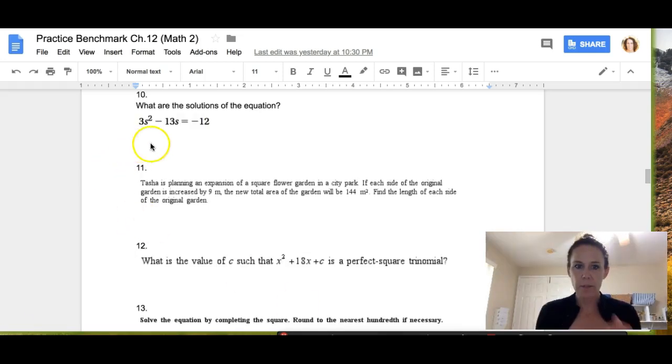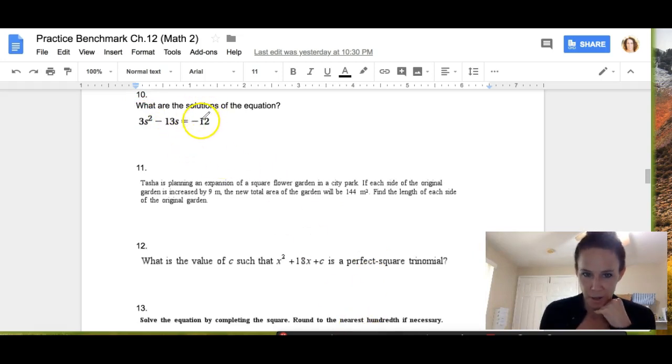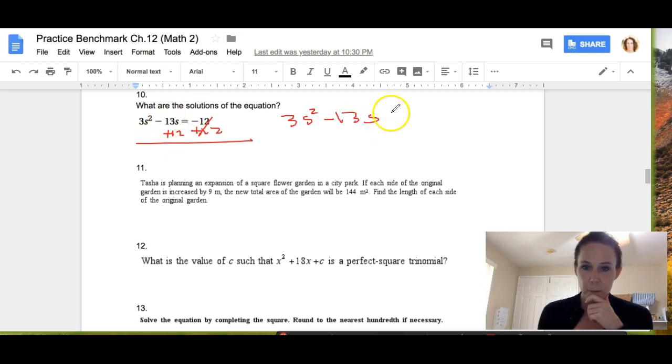All right, looking at this one, what are the solutions of this equation? If we solve this guy by factoring, it's always a little harder when there's a number there, but also be careful of this. This is not on the right side of the equation. We need to set this equal to 0 to solve, to figure out where our values are 0. So let's go ahead and add 12 to both sides, and that will fix that. All right, so we're going to go 3s squared minus 13s plus 12 equals 0.